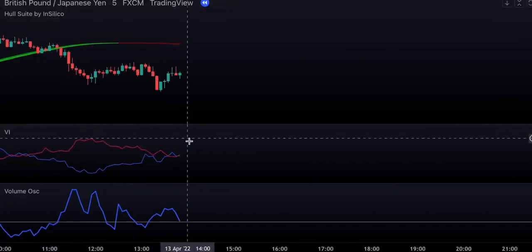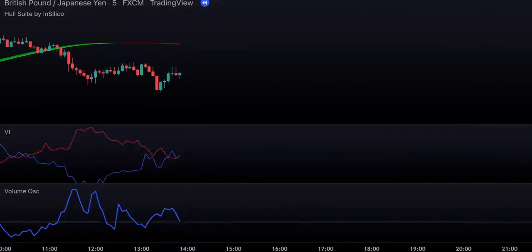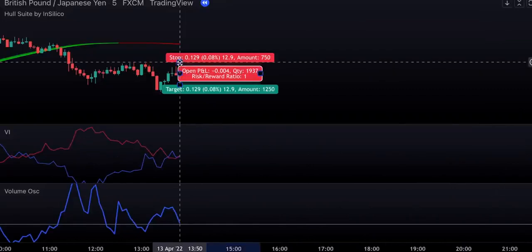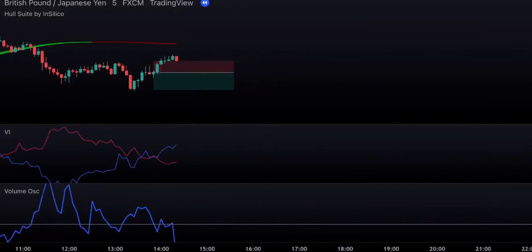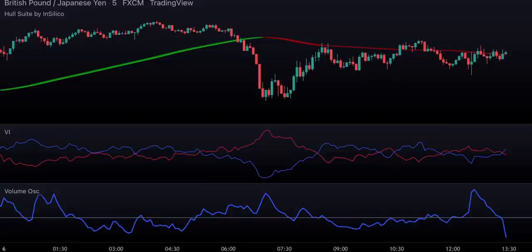Okay, so I think we just got a valid short signal. But unfortunately, this trade turned out to be a losing trade. Okay, so now you have a better idea of how to trade with this strategy, so let's actually backtest it 100 times and see how well it performs.